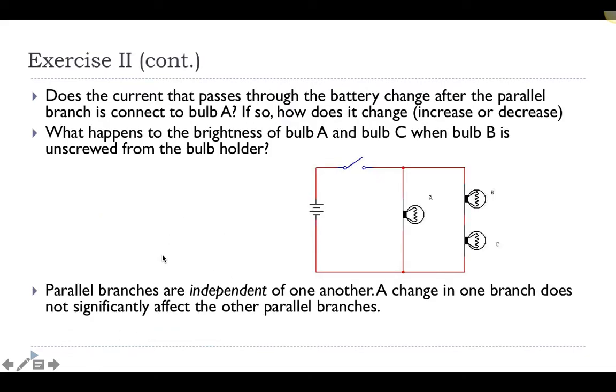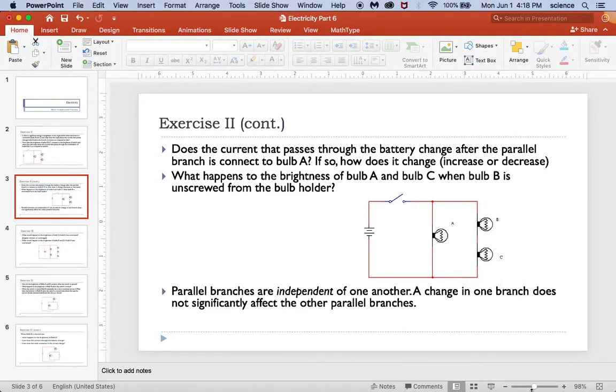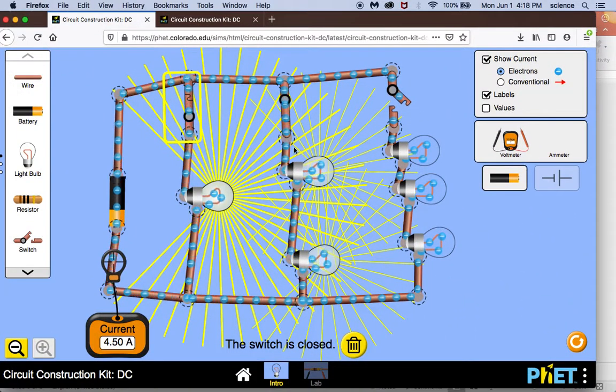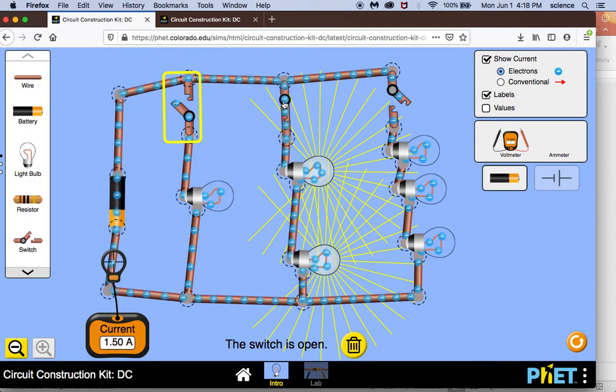Now, does the current that passes through the battery change after the parallel branch is connected to bulb A? If so, how does it change? What happens to the brightness of bulb A and bulb C when bulb B is unscrewed? Let's look at that. We sort of already answered that question as well. Let's go back to our picture. What happens to the current that comes out of the battery as we add these branches?